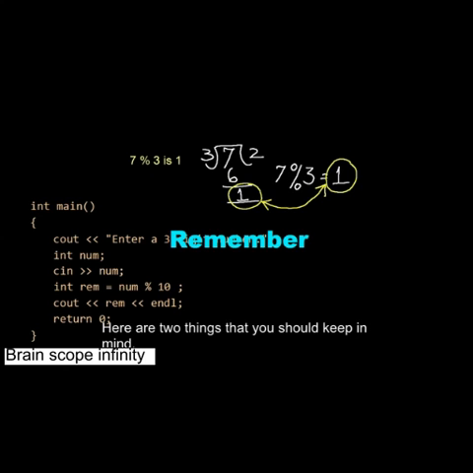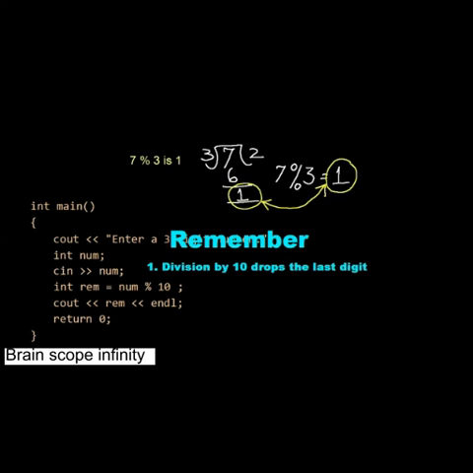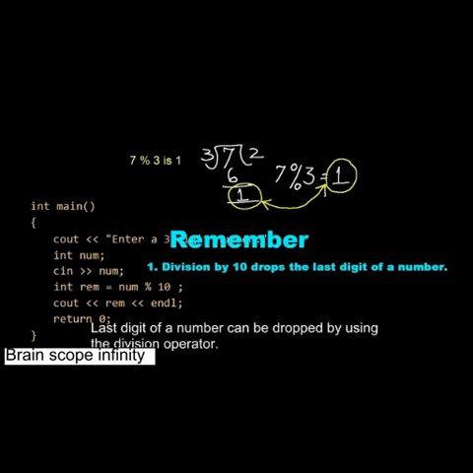Here are 2 things that you should keep in mind. The last digit of a number can be dropped by using the division operator.